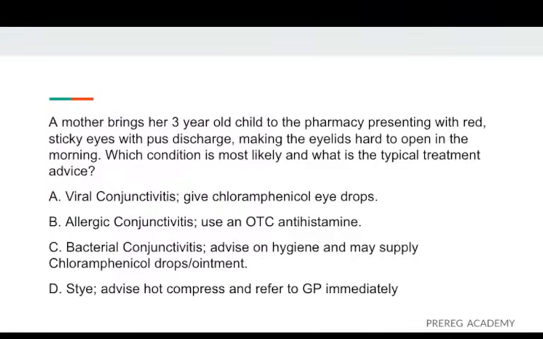A mother brings her 3-year-old child to the pharmacy presenting with red sticky eye with discharge, making the eyelids hard to open. Which condition is most likely?